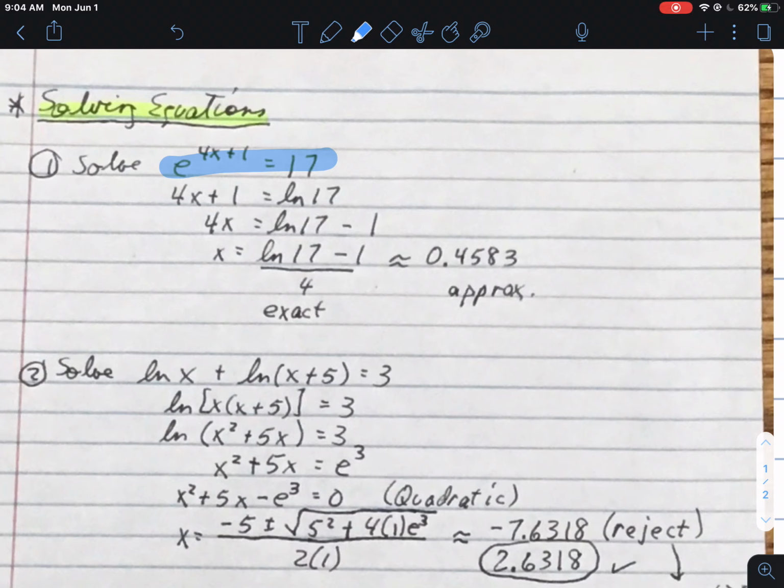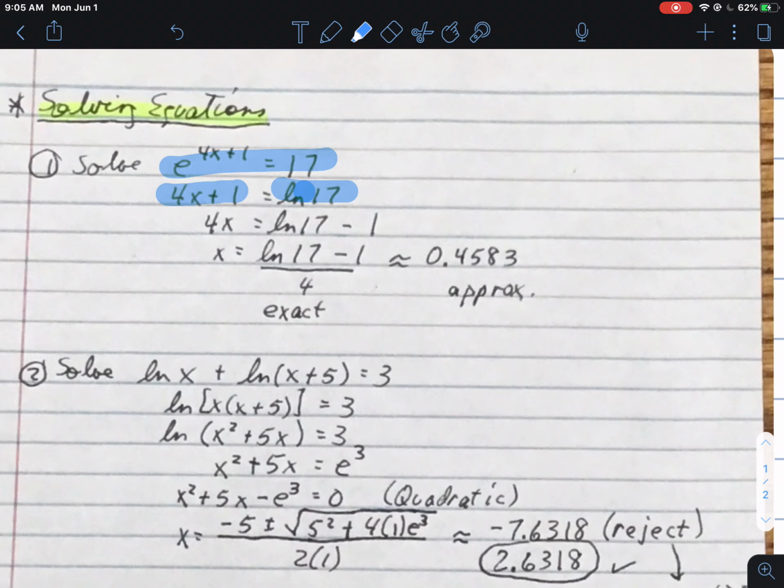But notice the issue when solving an equation like this: the variable's in the exponent. So I need to solve this thing for x. How do I get the variable out of the exponent? Well, that's where that conversion between the exponential and log equation can come in handy. So this is what we had mentioned earlier. I can rewrite this by saying that that exponent, 4x plus 1, is equal to the log base e. The base of the exponential is the base of the log, and that's our ln, natural log, base e. And then 17 becomes the argument of my log. So it's just a matter of converting from exponential form to log form.